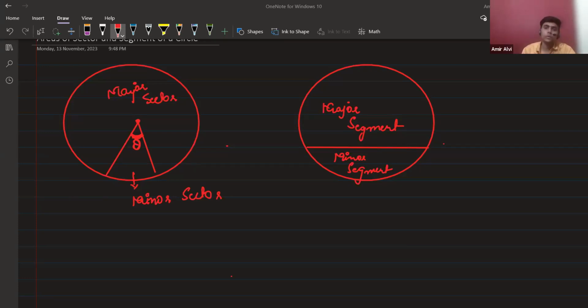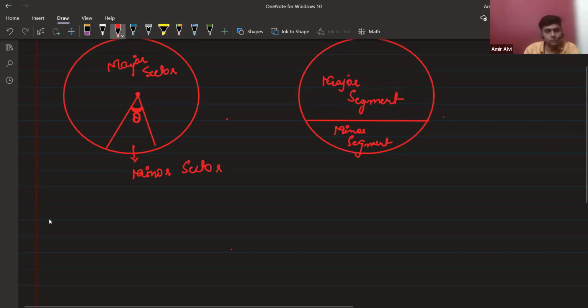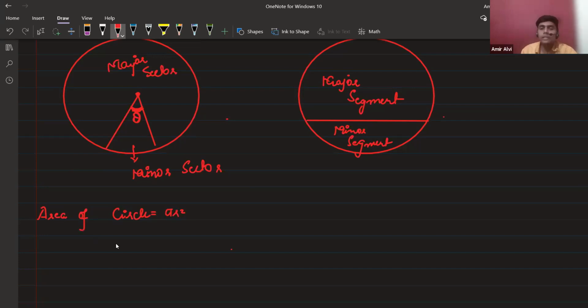Now, can anybody tell me what is the area of the circle? Pi r square, very good. If r is the radius, the area is pi r square. How much is the angle covered by the whole area? 360, very good, because it is the total area. So it is covering 360 degrees. Yes or no, everybody?